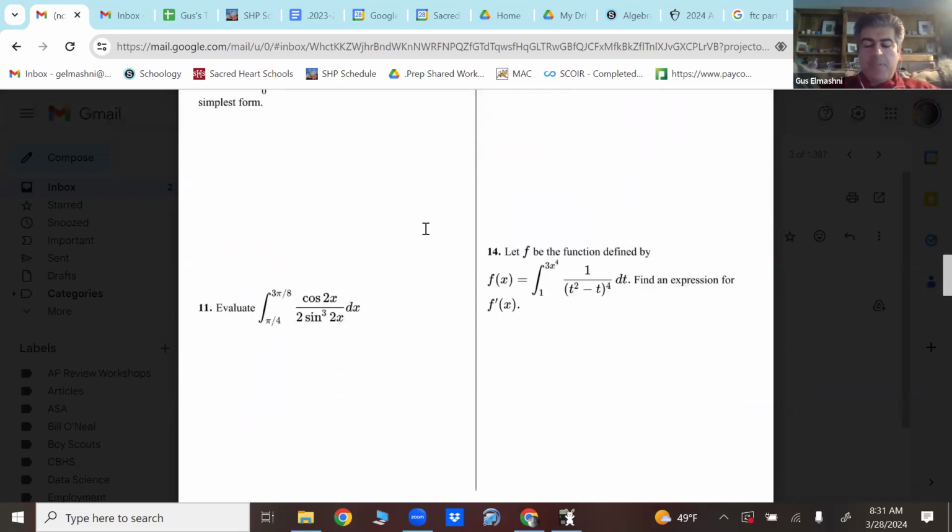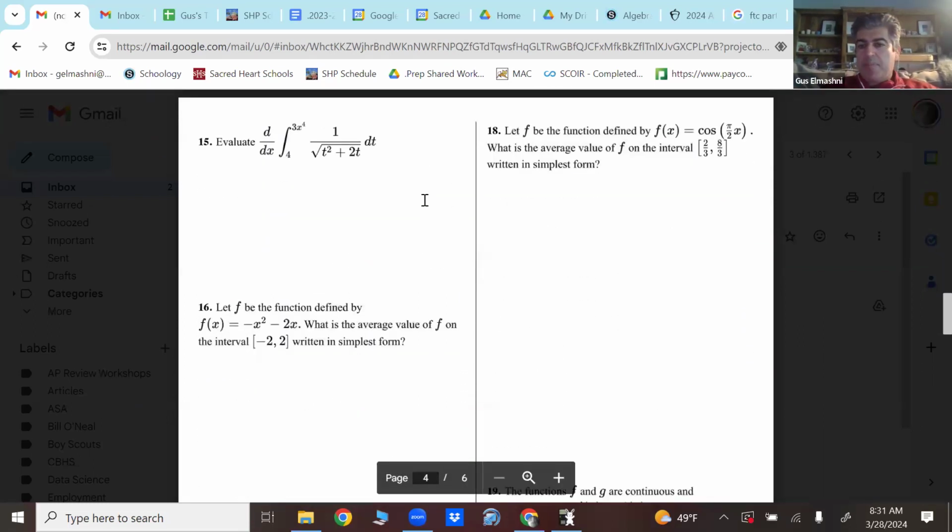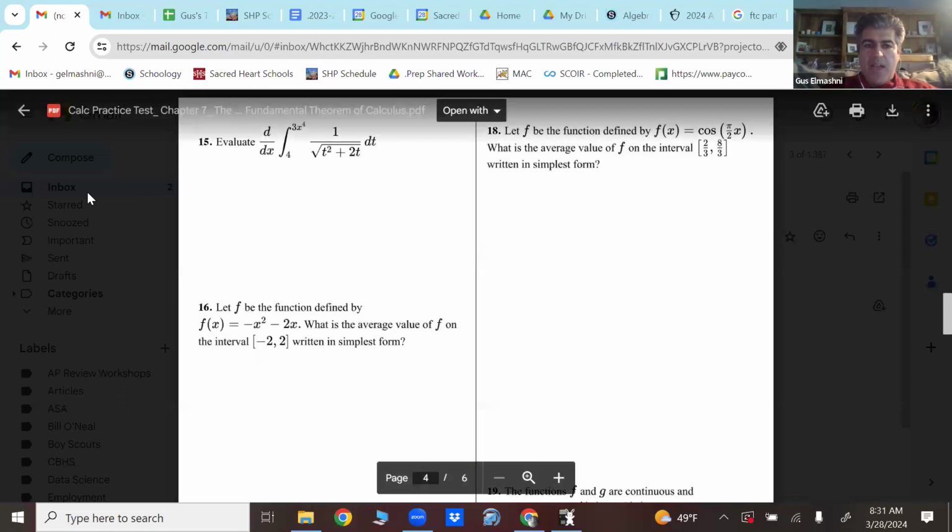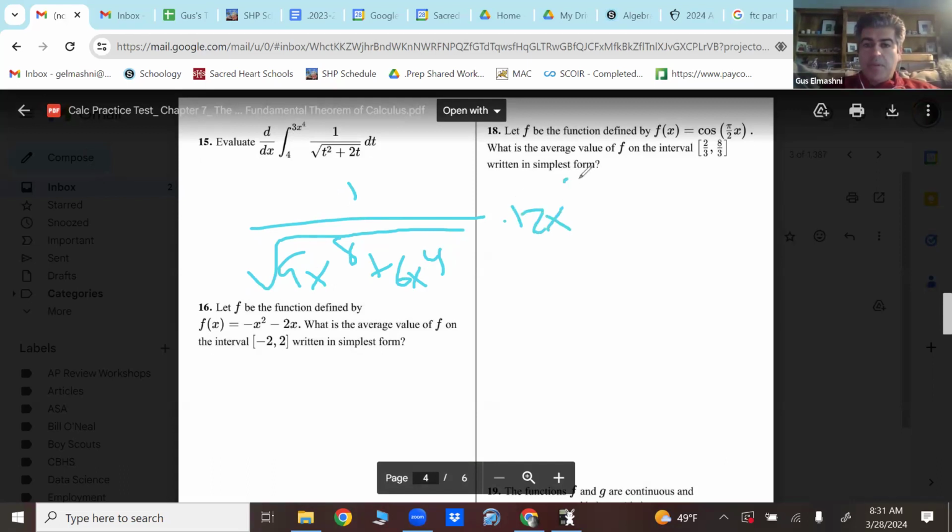I mean, there might be some other techniques I just forgot from my old advanced calculus classes from back in the day. But see, same thing here. Now I know what to do. I'm going to replace t with 3x to the 4th, square it, that's 9x to the 8th, multiply it by 2, that's 6x to the 4th, that's the square root. Times the derivative of that, which is 12x cubed. And there you go.